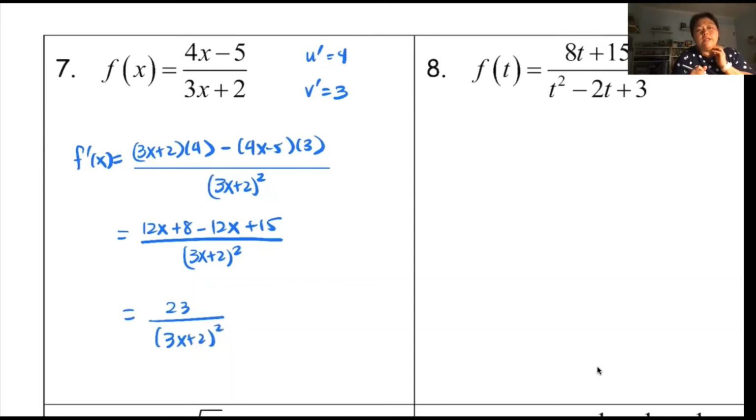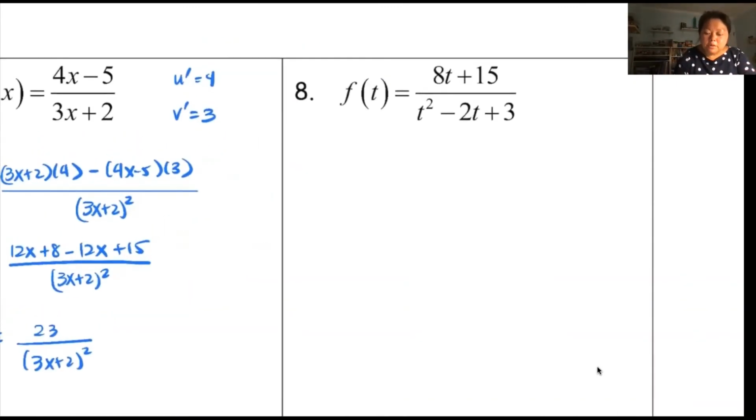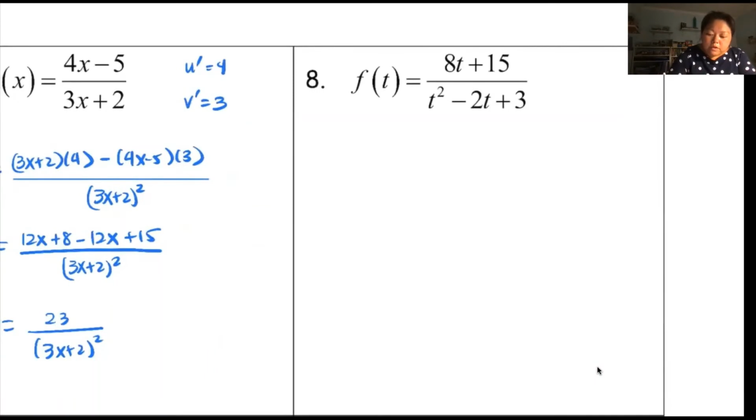Very unlikely will I ask you to take the second derivative of this because you don't have enough tools right now to take the second derivative. So this is usually where we end, okay? Let's practice again using the quotient rule in the next one. So you have u prime, the top derivative, is 8. V prime is 2t minus 2, because you got to bring down the exponent.